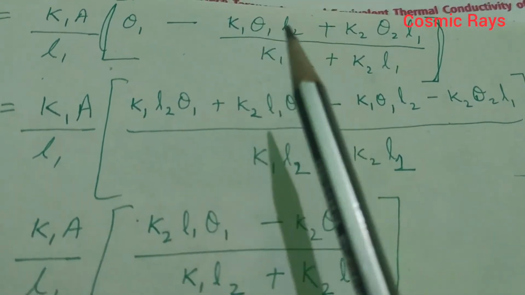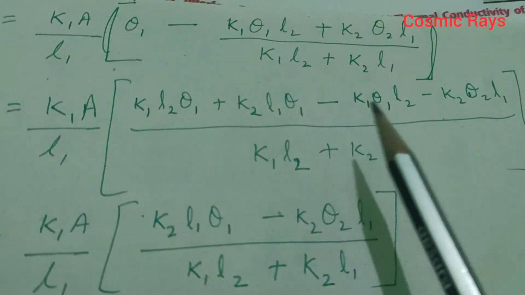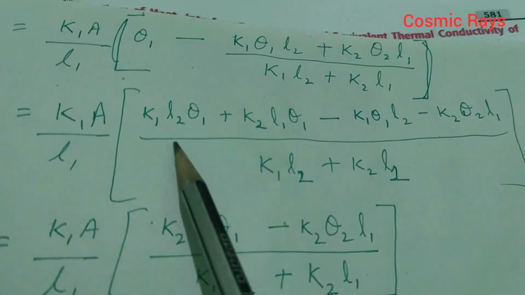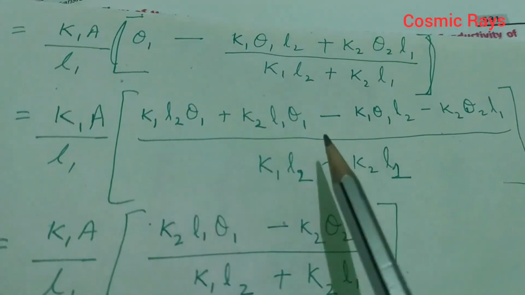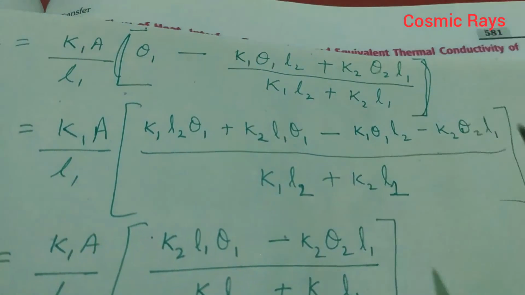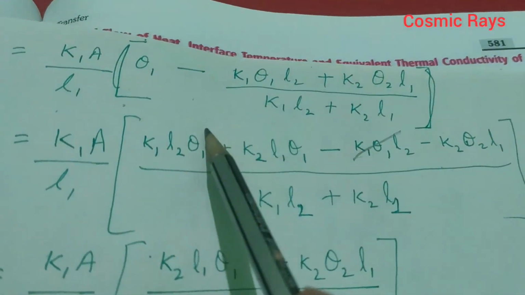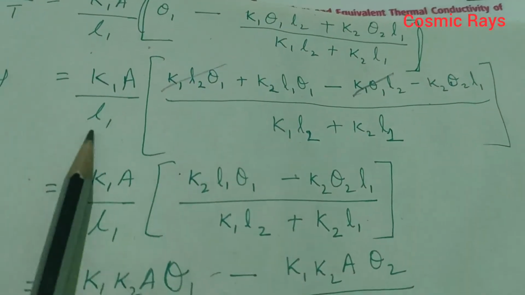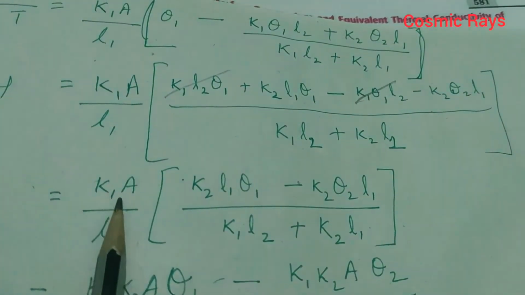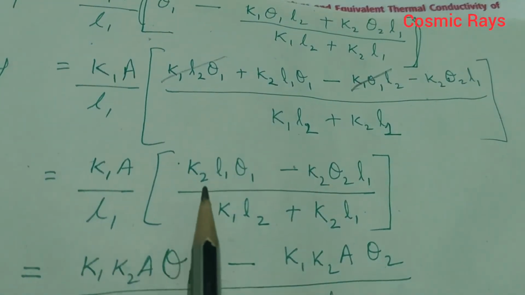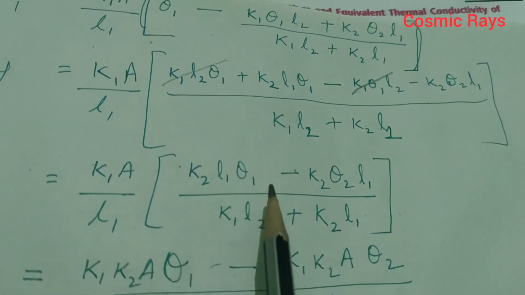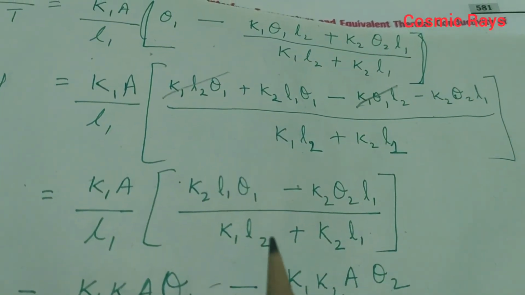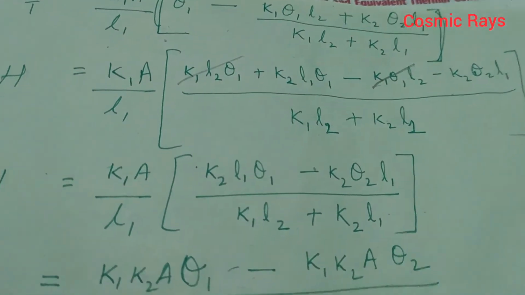Minus is multiplied with both these terms, so they become minus and minus. So here we find that K1 theta 1 L2 and K1 theta 1 L2 are the same with opposite sign, so they cancel out, and we are left with K2 outside, which remains the same. K1A upon L1 is equal to (K2 L1 theta 1 minus K2 theta 2) upon L1 divided by (K1 L2 plus K2 L1).